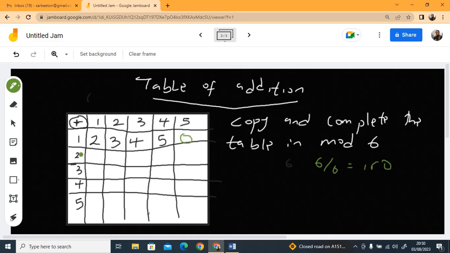The next one you have 2 plus 1 is what? Is 3. You write the 3 here. 2 plus 2, it is 4. 2 plus 3 is what? It is 5. Now 2 plus 4, it is 6. Abi, 6 goes in 6, 1 remainder what? 1 remainder is 0.